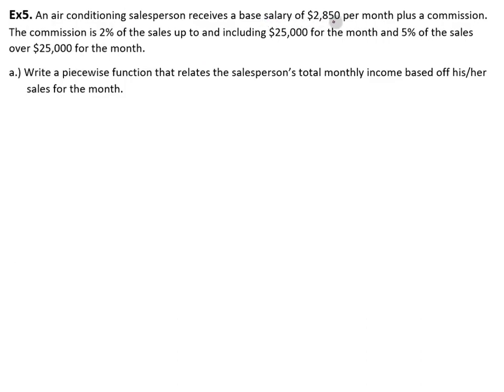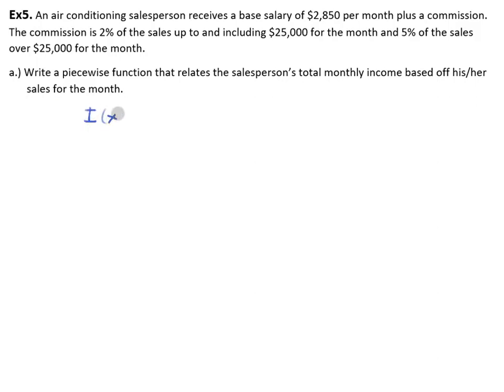It says an air conditioning salesperson receives a base salary of $2,850 per month plus commission. The commission is 2% of the sales up to and including $25,000 for the month, and 5% of the sales over $25,000 for the month. Write a piecewise function that relates the salesperson's total monthly income based off of his or her sales for the month. Okay, so we're going to write a piecewise function.